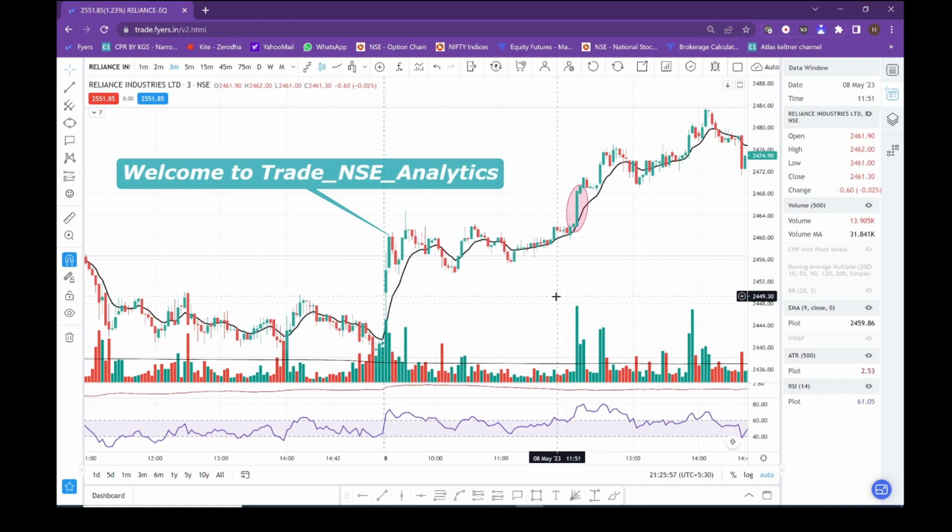Just recollect Newton's laws of motion, which say an object will not change its motion unless a force acts on it. In the same way, once we spot a momentum candle like this, which is big and solid, the probability of price continuing in the same direction is high until the price hits some resistance or support zone. So we need to take care of resistance and support zones.